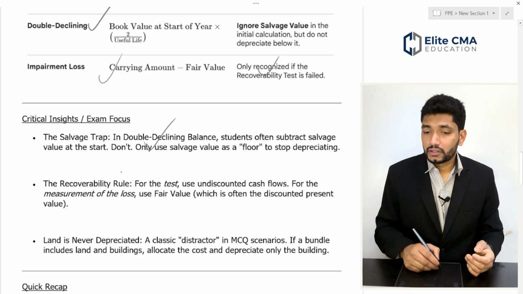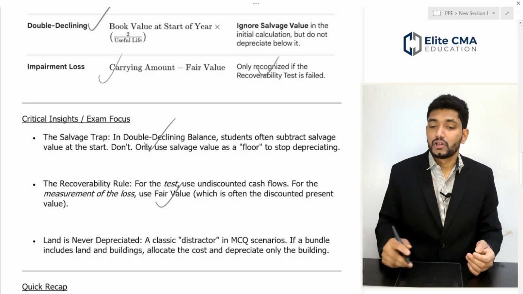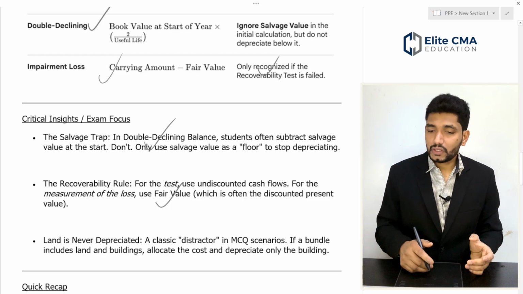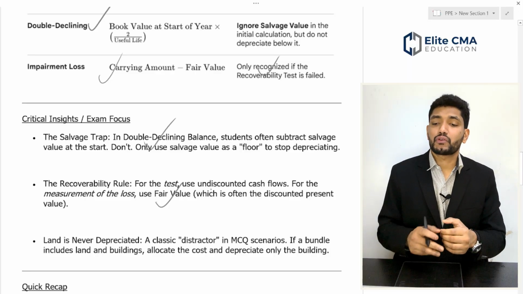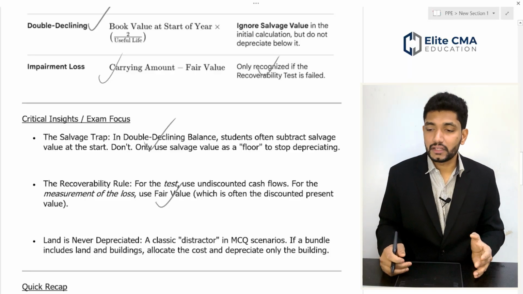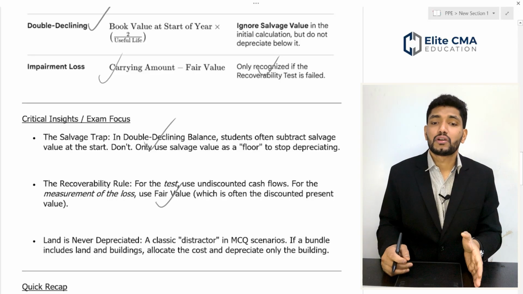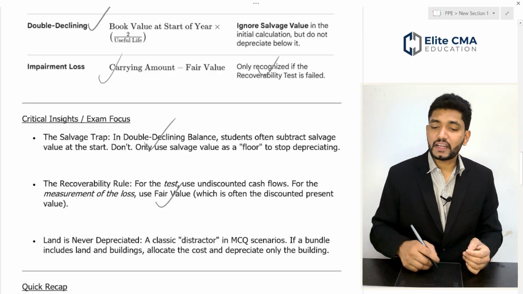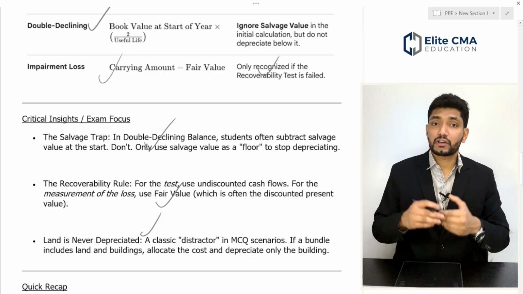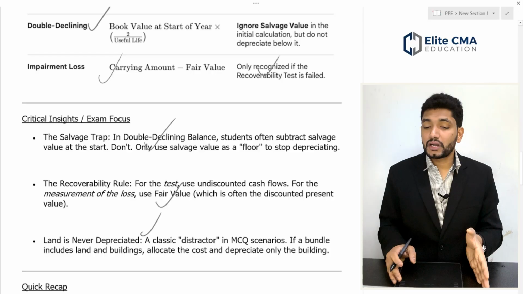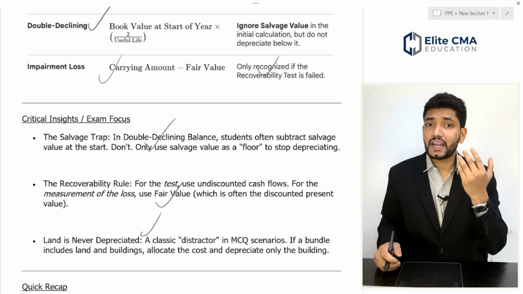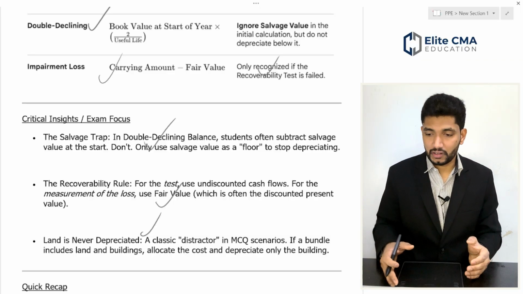The recoverability rule: for the test, use undiscounted cash flow. For the measurement of loss, use fair value. So, for the recoverability rule in the impairment stage, you have to use only undiscounted cash flow. Again, for the measurement of loss, you have to use fair value. Another important thing: land value is never depreciated. So, if you are considering depreciation for a bundle of assets like land and building, you have to remove the land value while calculating the depreciation.